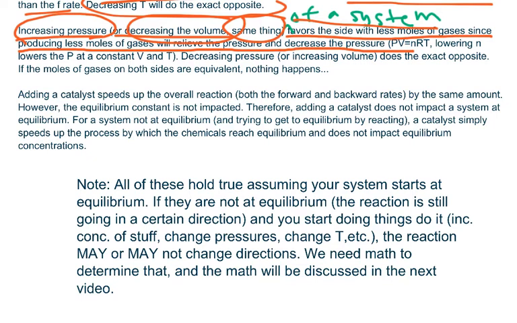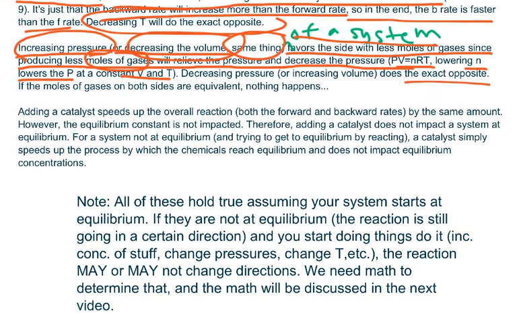Now, let me show you how that works. We know PV is equal to nRT, and lowering n will lower the P at a constant volume and temperature. So that's why by decreasing the moles of gas, by shifting to a side with fewer moles of gas, we actually are decreasing the pressure and relieving the extra pressure that we put. Now, doing the exact opposite, or decreasing the pressure or increasing the volume, since they do the same thing, will cause the opposite to happen, of course. Now, if the moles of gases on both sides are equivalent, nothing will happen if you increase the pressure or if you play around with the volume.